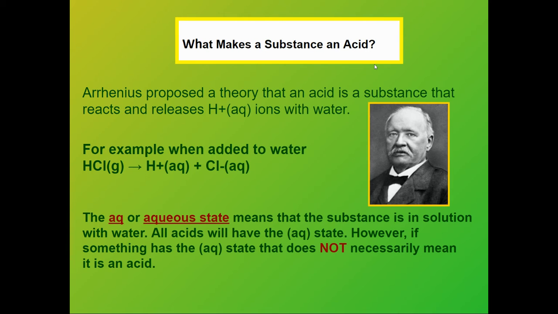All acids, when we learn to name acids, all acids have an aqueous state. And that is because all acids that we are going to name come from ionic compounds, which start as solids and then become aqueous when we put them in water. Okay. Now, that being said, if something is aqueous, you see the AQ beside it, it does not mean that it is always going to be an acid.